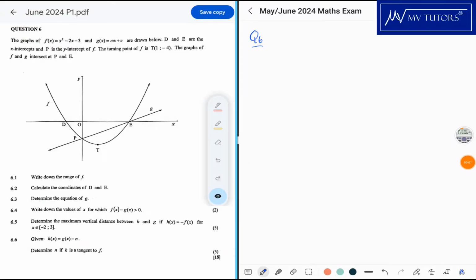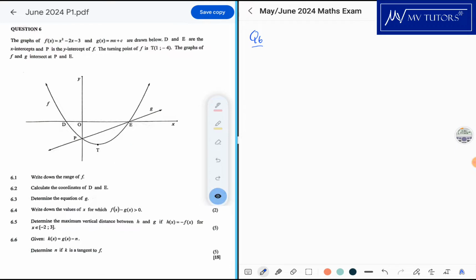Question 6, we have a parabola and a straight line. So the graphs of f(x) and g(x) are drawn below. D and E are the x-intercepts, and P is the y-intercept of function f. The turning point of f is T(1, -4). They were very gracious to actually tell us. We could have calculated it because we have the formula for f. The graphs of f and g intersect at P and E.